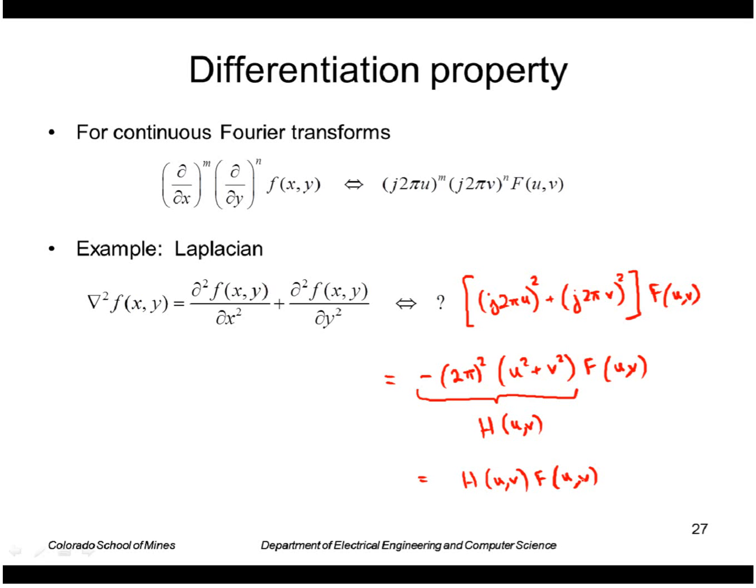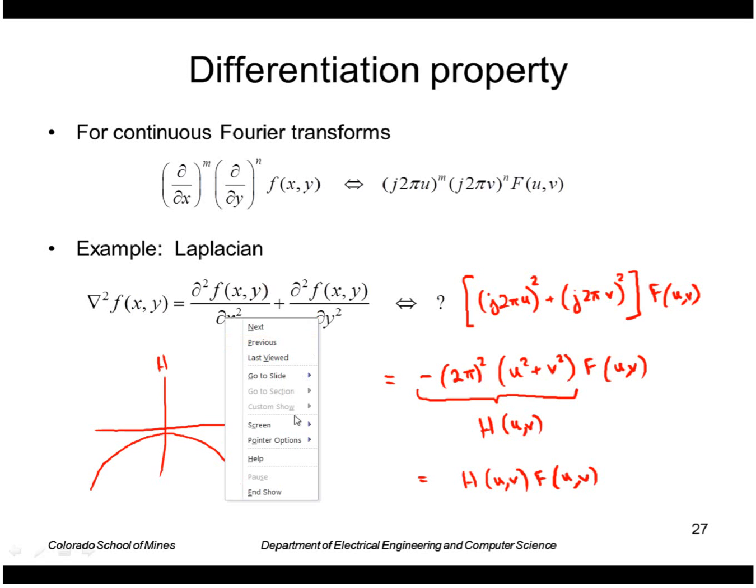So h is a filter. It's the transform of a filter, and it has a quadratic behavior where if I look at a profile of that through the u axis, it looks like this. So it's very small at the origin, and it increases away from the origin. And what we'll see is that the effect of that is to attenuate frequencies that are close to the origin. But I'm getting a little bit ahead of myself there.